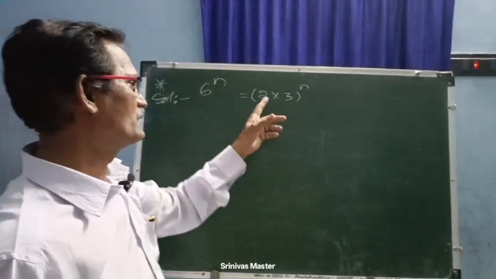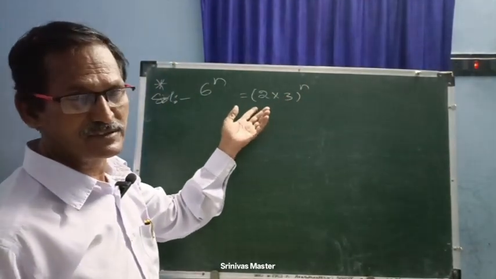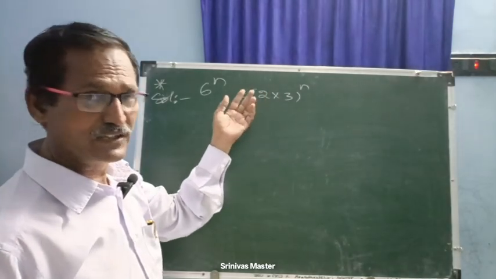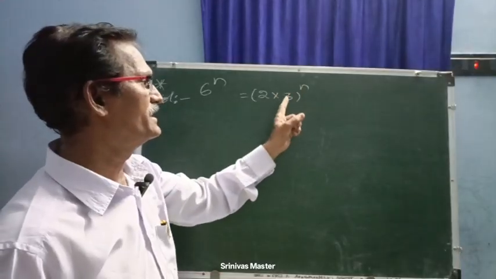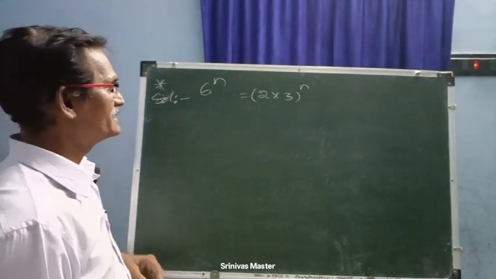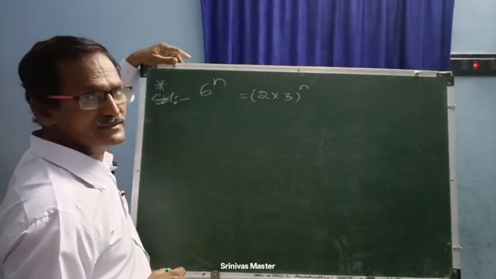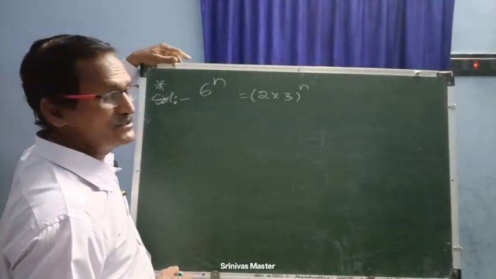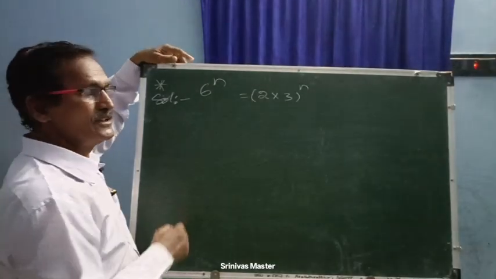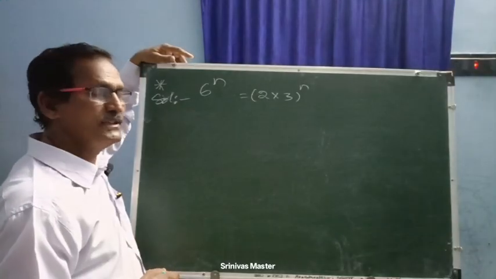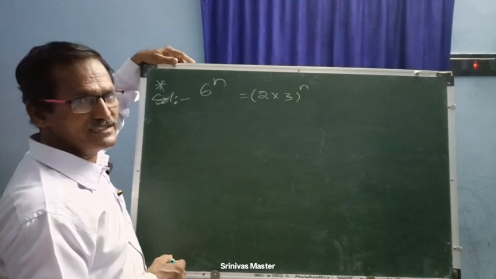According to the exponents and powers formula, (ab) whole to the power of n is a to the power of n into b to the power of n. That concept you can apply: 2 to the power of n into 3 to the power of n. So if you want the given number to end with 0, then if 5 is one of the factors of the given number, definitely it will end with 0. But there is no 5 in this. Only 2 and 3 are there.